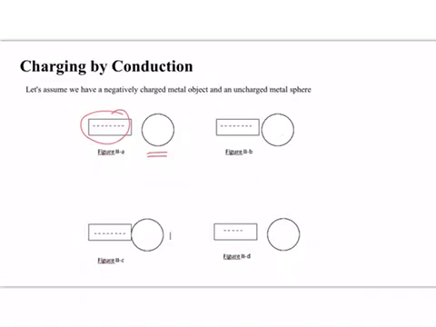When we take the negatively charged object closer to the sphere, the negative charges will be repelled to the right side of the sphere and the left side will be positively charged. So when they come in contact, there will be an attraction force between the negative charges and the positive charges. As the negative charges can move and positive charges cannot move, these negative charges will pass to the sphere. So the sphere will be charged negatively.